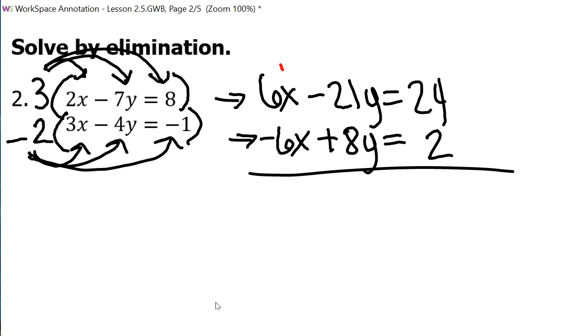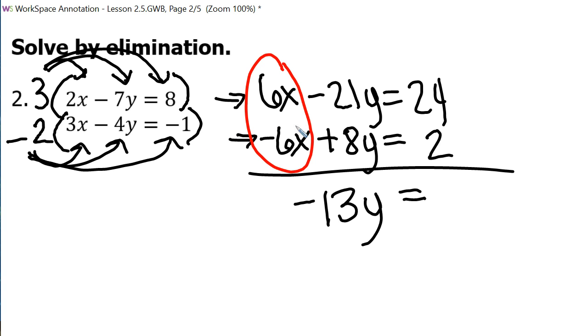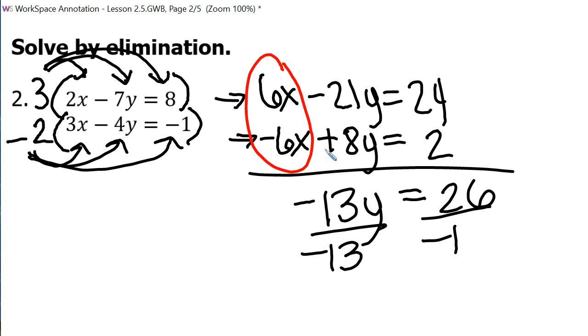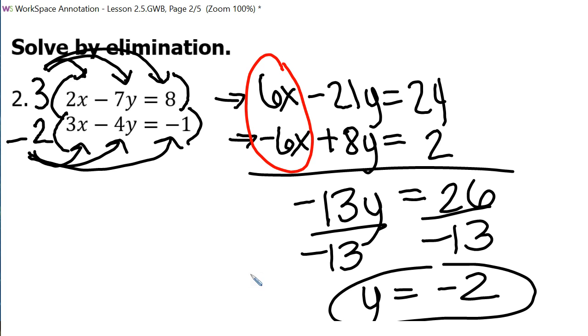There's a zero pair. Combine your y's: negative 21y plus 8y. 29y. Well, this one's a negative 20. Oh, okay. Negative 13y. And 24 plus 2. 26. How do I get rid of that negative 13? Divide both sides by negative 13. And what does y equal? Negative 2. Now, that's half of the answer.